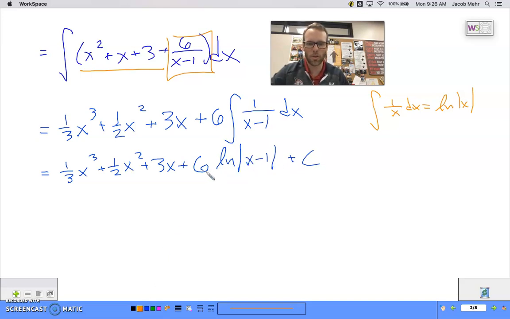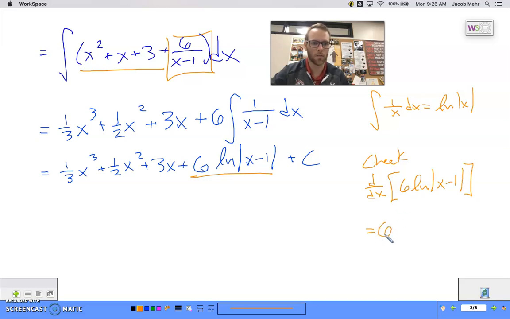Again, if we just do a quick check on this term and we take the derivative of it, that would be equal to, well, we leave the 6 in front. Derivative of the natural log of the absolute value of x minus 1. Well, we have to use the chain rule. The derivative of the outside, the derivative of the natural log is 1 over x, but we want the derivative of the outside at the inside, which is 1 over x minus 1, times the derivative of the inside, and the derivative of x minus 1 is just 1. And notice this does get us back to 6 over x minus 1.